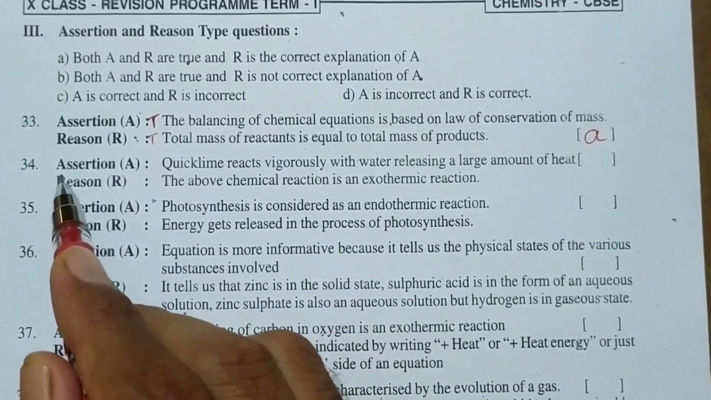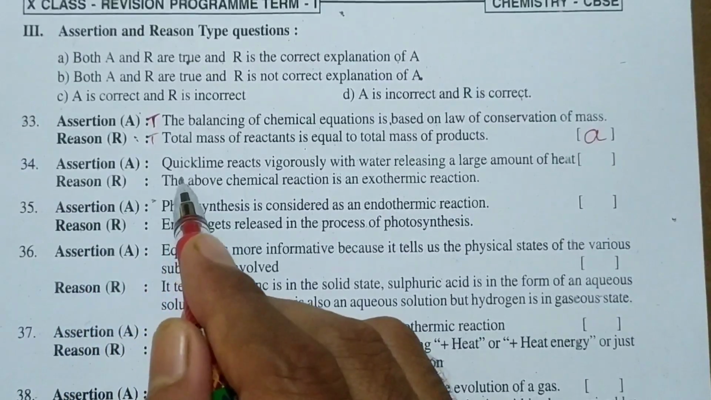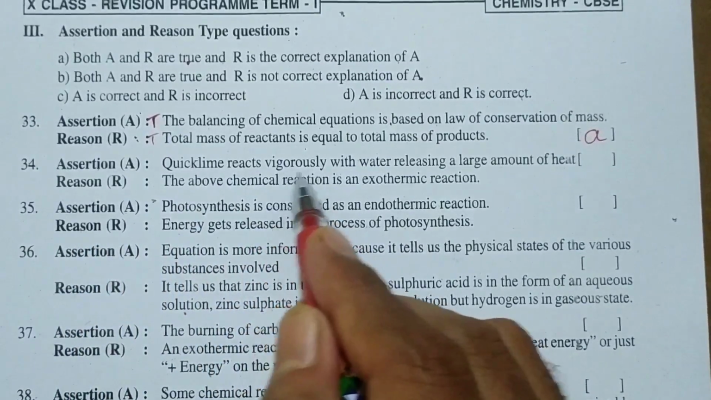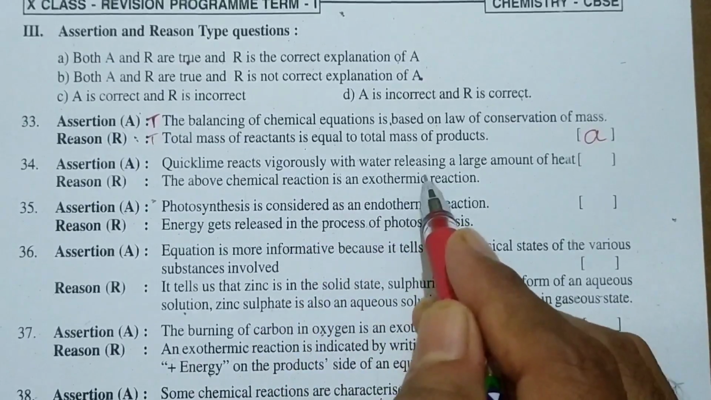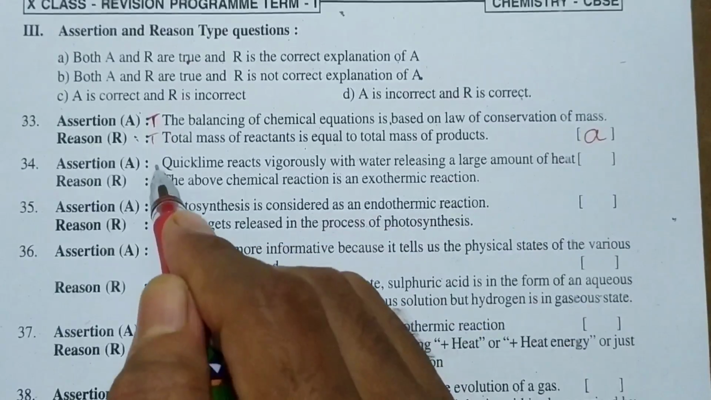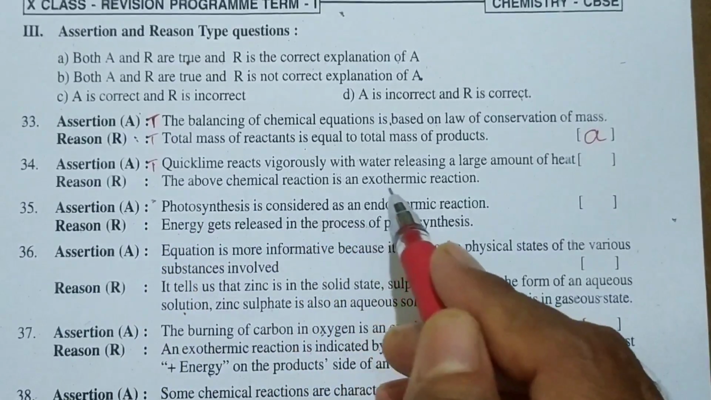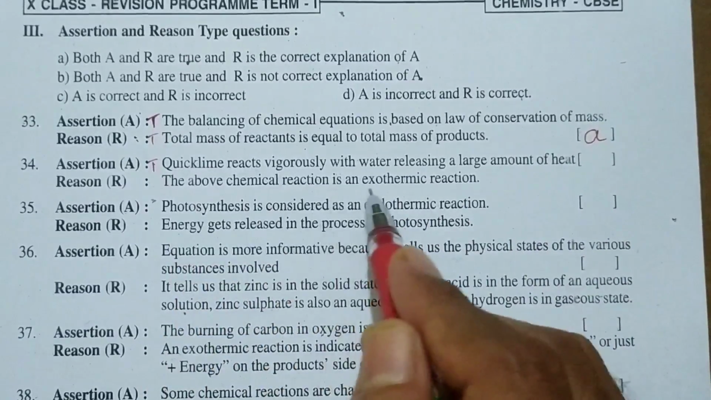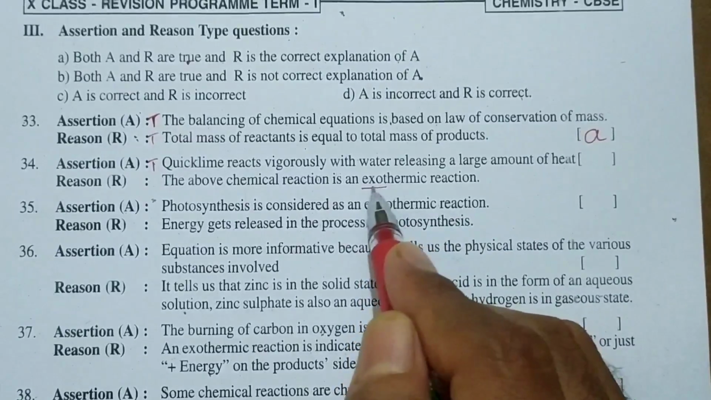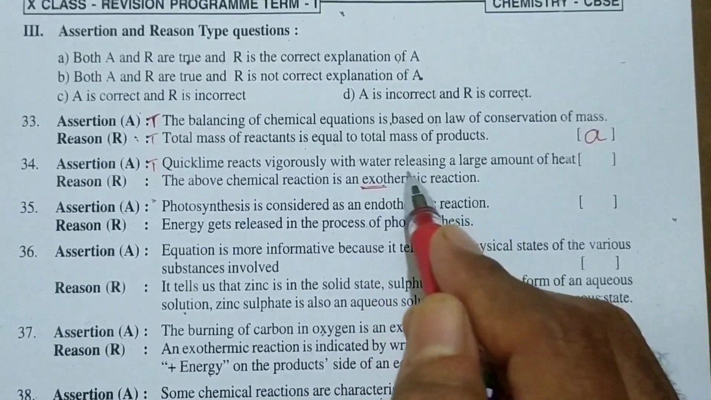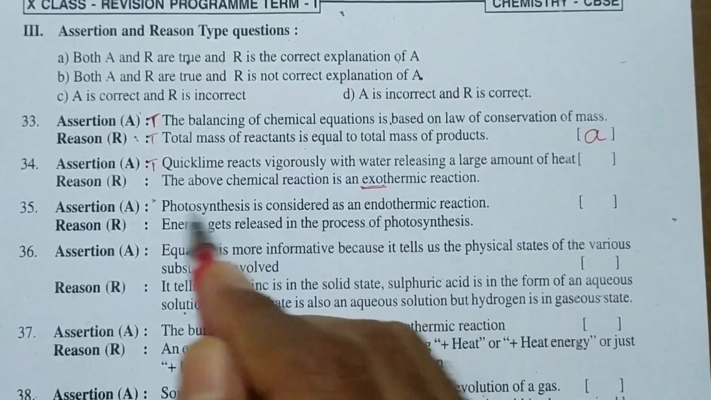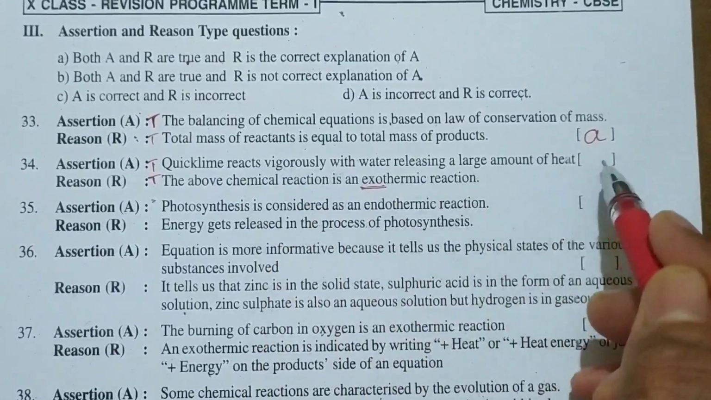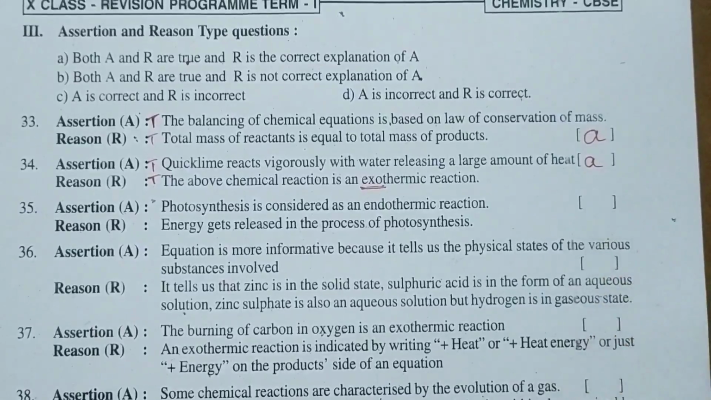Now let us see question number 34. Assertion A is given as, quicklime reacts vigorously, means immediately, with water releasing a large amount of heat. This is true. Quicklime plus water is equal to slaked lime plus heat. The above chemical reaction is exothermic. Exothermic means where heat is released, where heat is evolved. So R is also true, and R is the correct explanation of A. So for the 34th one also, option A is the right answer.